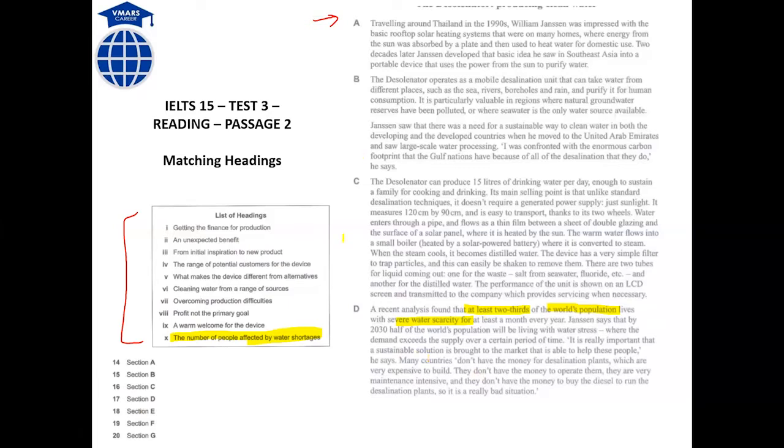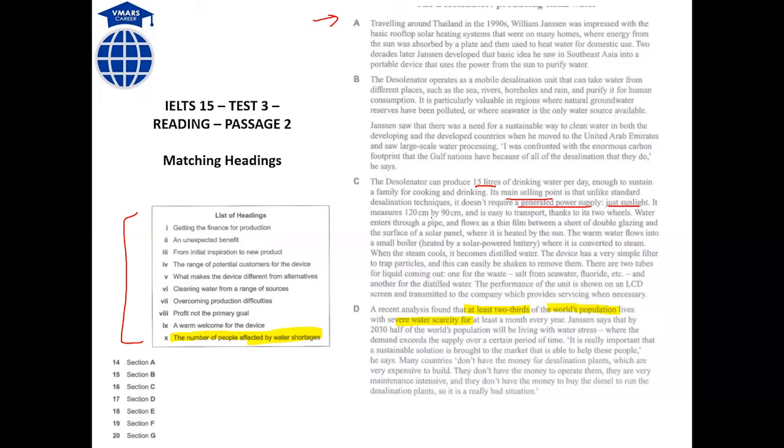Let's read C. The desalinator can produce 15 liters of drinking water. So it shows how much it can produce, enough to sustain a family, which is more than enough for cooking and drinking. Its main selling point is that unlike standard desalination techniques, like the RO system in normal terms, it does not require a generated power supply. The machine that he has made does not need a power supply and just runs on sunlight.